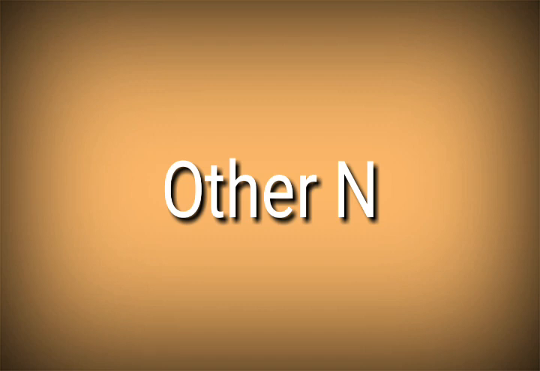Glioblastoma is the most common primary brain tumor in adults. It occurs in the cerebral cortex. It's rapidly progressive and malignant, and it's usually fatal within a year.